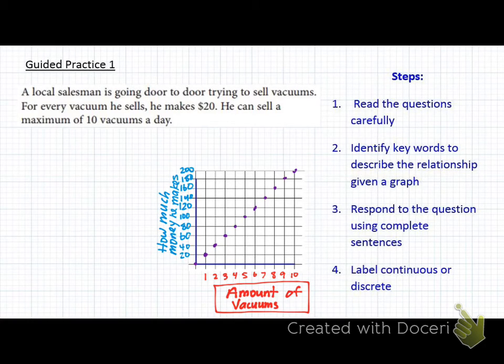Think about this example. Continuous or discrete? Talk to your group. Go. And tell your group why it is continuous or discrete. All right, kids, so what do you think? Continuous or discrete? Raise your hand if you say it's continuous, like you're continuously selling more and more vacuums. Raise your hand if you say it's discrete. Wow, everyone, why discrete?